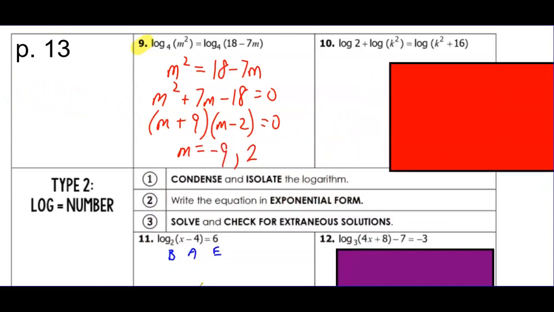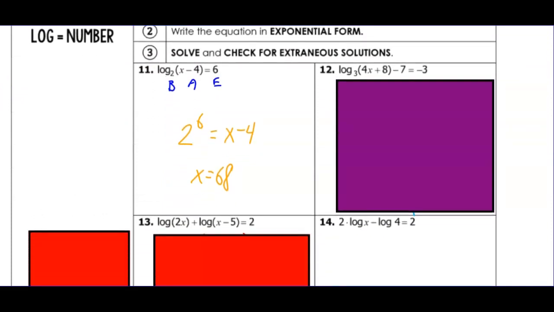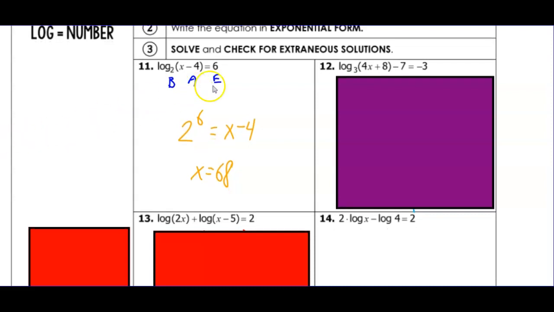Okay, now on to the next category here on page 13. We have when a log equals a number. What we basically want to do with these, if you don't have multiple logs in an equation, is rewrite it as an exponential, and then you'll be able to solve it. Because if I have a base, an answer, and an exponent, if I just put that exponent on the base, that's going to be a single number, right? 2 to the 6 is just 64. And so if I add 4 to both sides, I get 68.